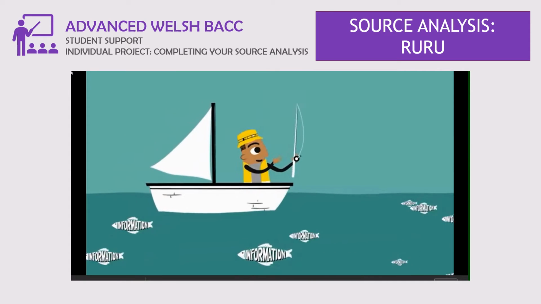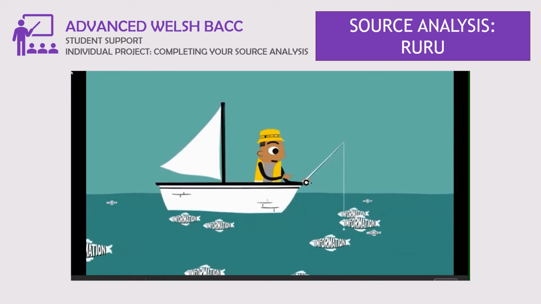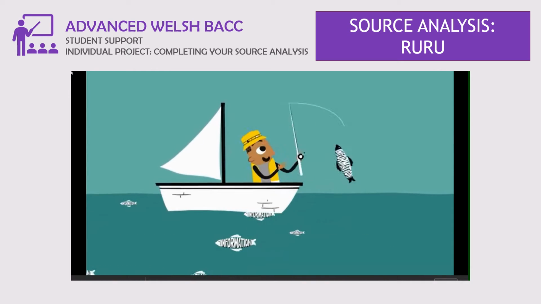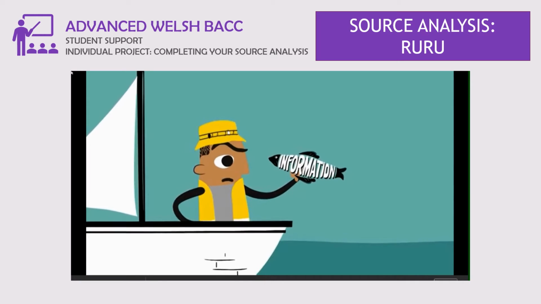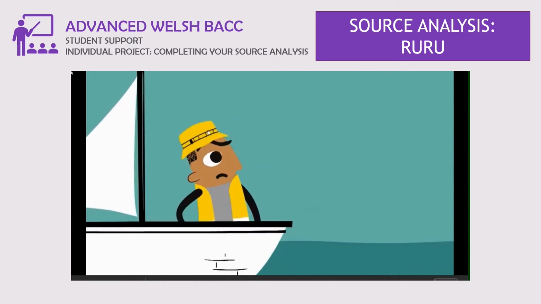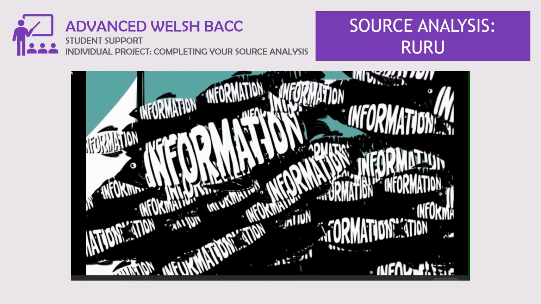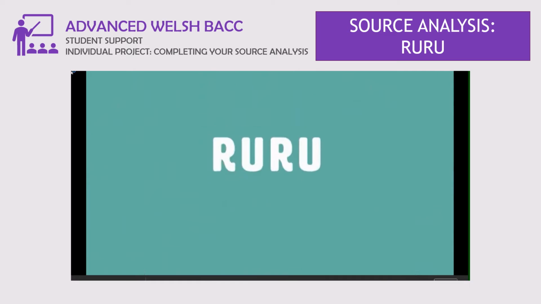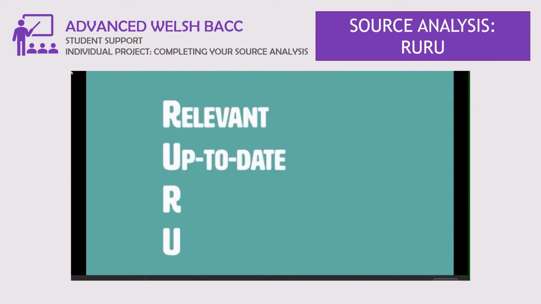There's so much information around these days, it's hard to know what's credible or trustworthy. So you're going to have to look very carefully at sources to work out what's believable and what's not. Say you're researching climate change. Well, you're going to find a flood of information very quickly. This is where RURU can really help. It stands for relevant, up-to-date, reliable and useful.